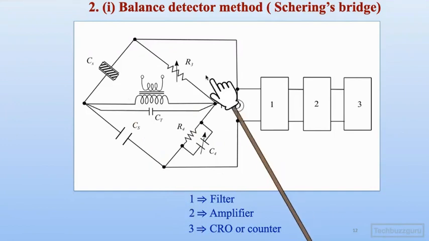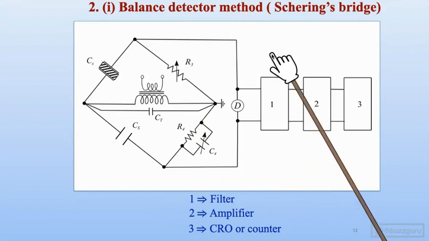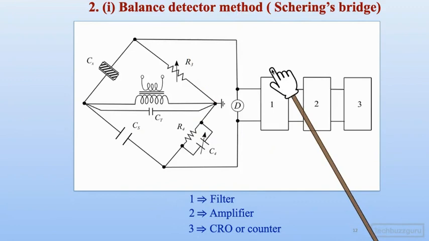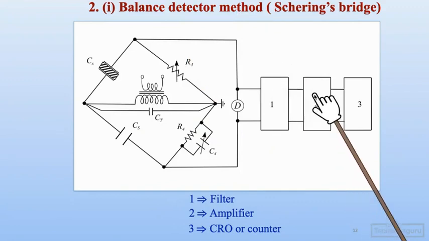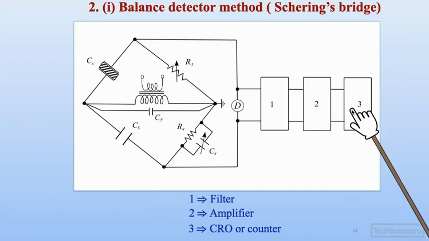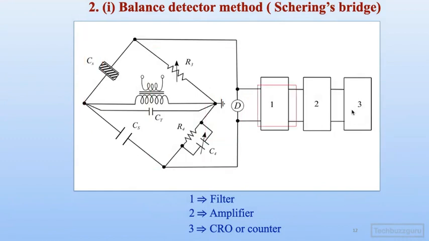So that is the advantage of the balanced detector method over the straight detection method. It is able to handle noise. Noise means the unwanted frequency band which affects the measurement. So this is the shearing bridge, right? This is the filter, then next the amplifier, and a CRO or a counter. Shearing bridge operation we have seen.